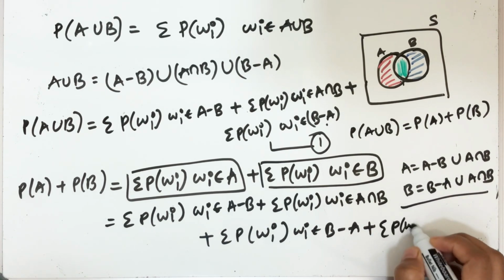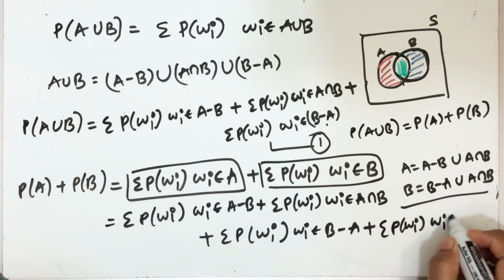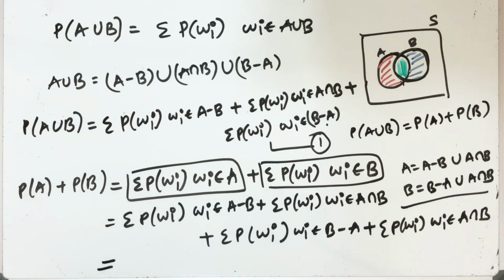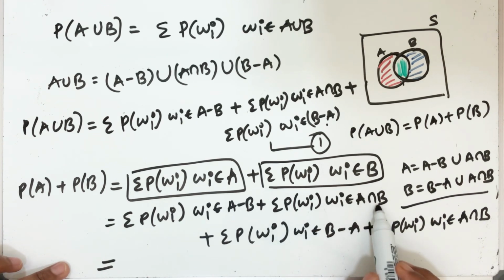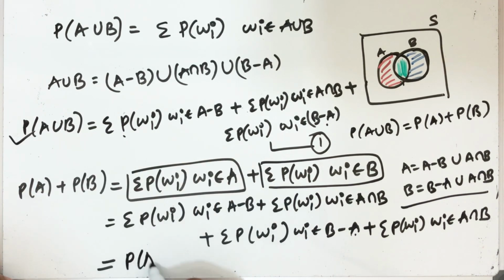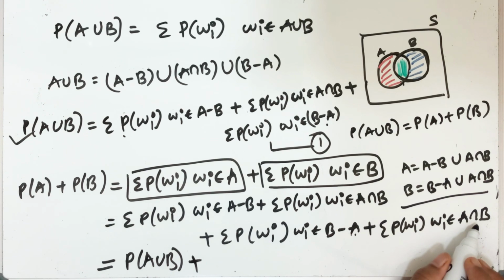Sigma P of Wi, Wi belongs to A intersection B. This is equal to sigma P of Wi belongs to A minus B plus sigma P of Wi belongs to A intersection B plus sigma P of Wi belongs to B minus A. This is nothing but P of A union B, plus a remaining sigma P of Wi belongs to A intersection B. That is nothing but P of A intersection B.